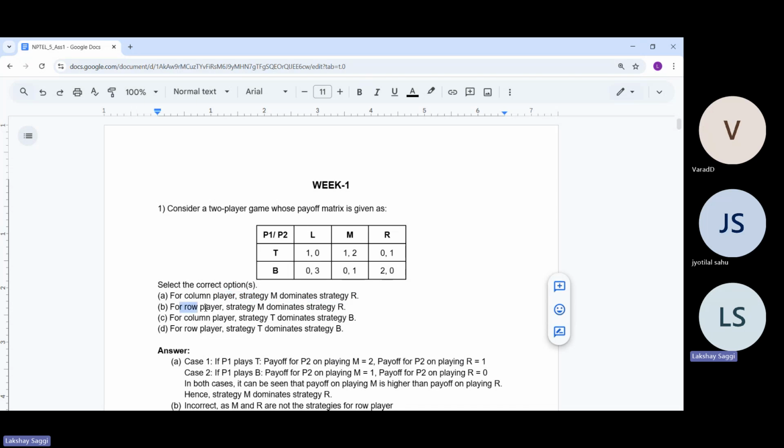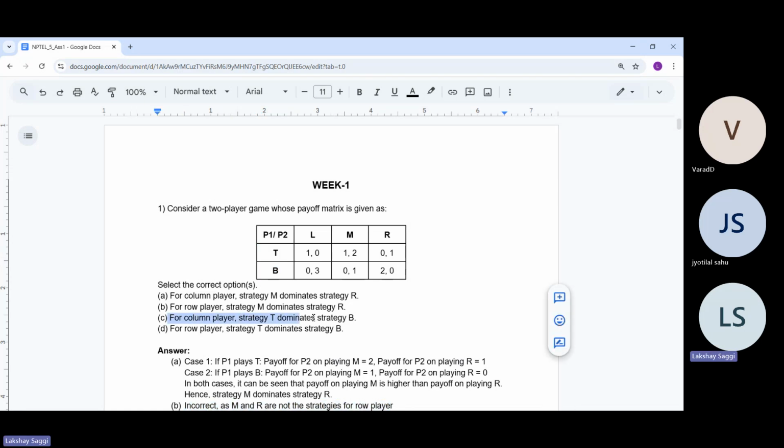Now in this B option, we are saying that for the row player, strategy M dominates strategy R. But note that for the row player the strategies are only T and B. There are no strategies like M and R for the row player. So there is no notion of a dominating strategy here, as M and R are not even strategies for the player. So this statement is incorrect.